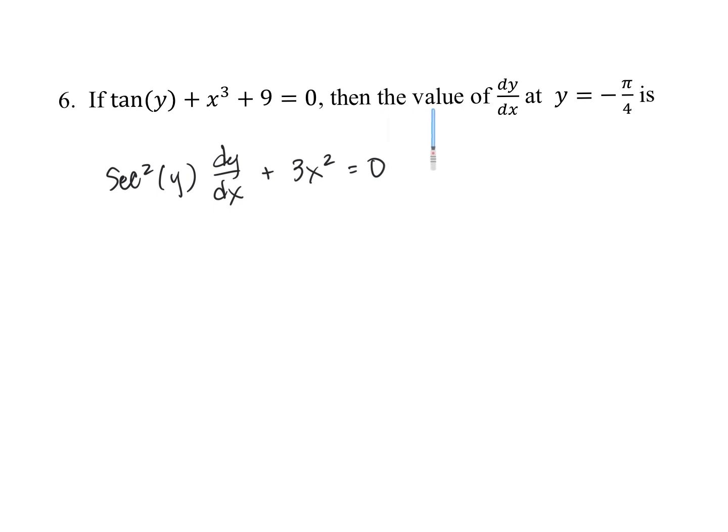Okay, they said find the value of the derivative. They want dy/dx by itself, and then plug in negative pi over 4. I say let's get dy/dx by itself first. Sound good, people? So, could I subtract 3x squared? So I have secant squared y times dy/dx equals negative 3x squared. Then I can divide by the secant squared. Agreed, buddy.